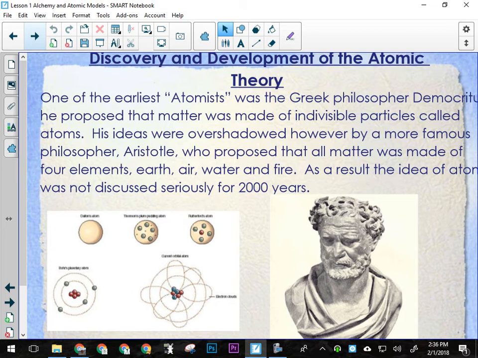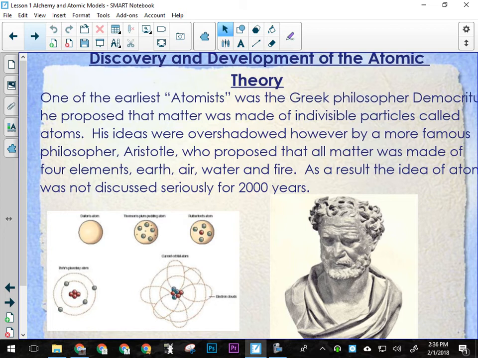The early idea of matter came from the Greeks. The Greeks believed that all matter was made of 4 elements. And those 4 elements were earth, wind, water, and fire. They had their own kind of rudimentary periodic table to do with those 4 elements, and it made sense at the time.